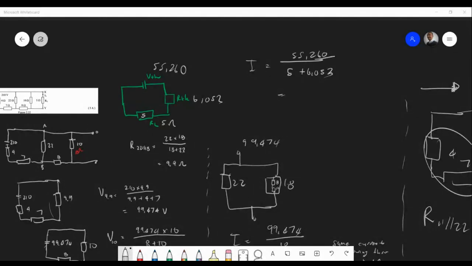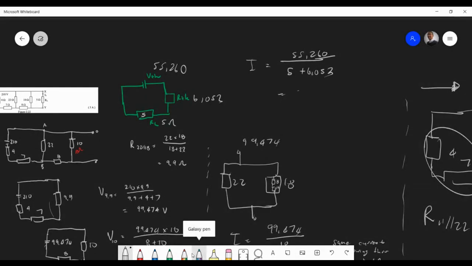Do we get the current? Fantastic, 5 amps. That's the correct answer. So, are there any questions with this particular approach?